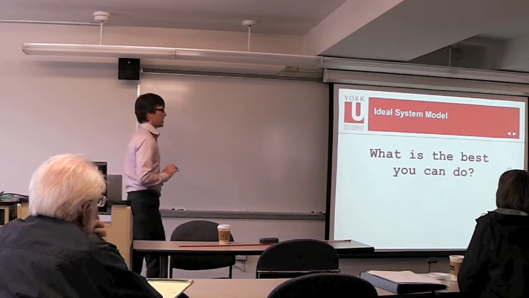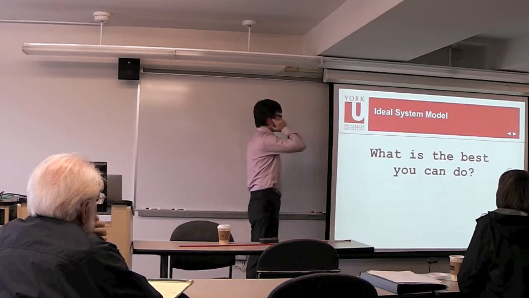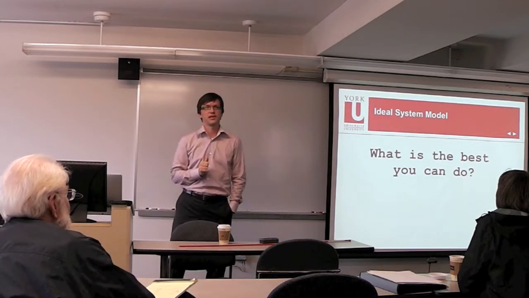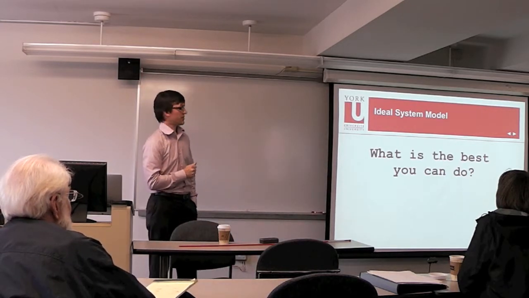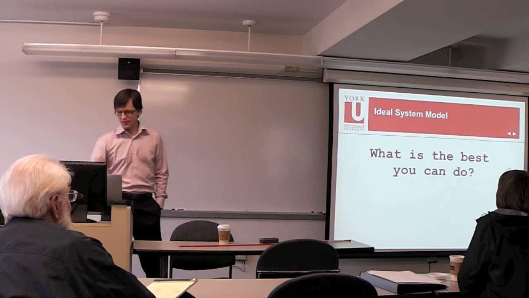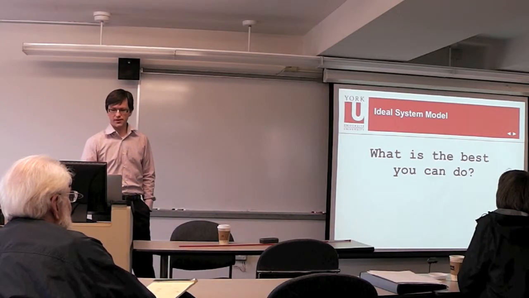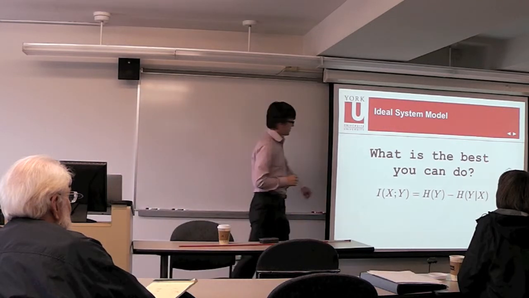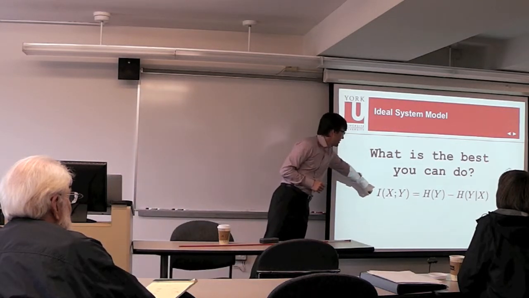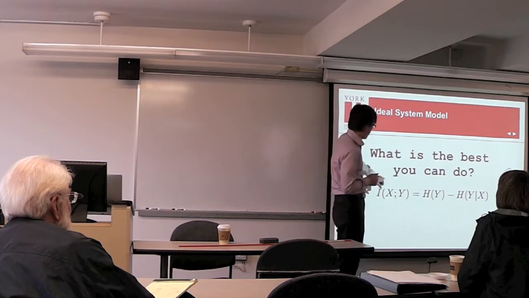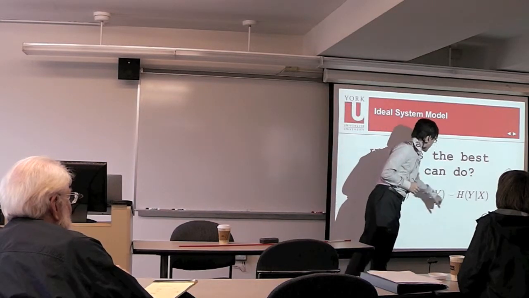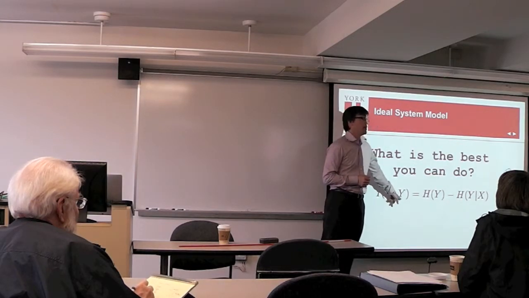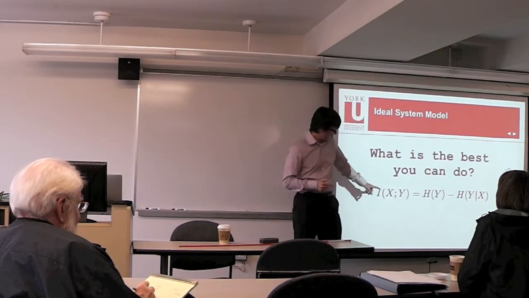And in particular, my objective is the following. When I derive an ideal system model, this is really the question that I'm asking. What is the best you can do? And this is the question that we ask in information theory. So what is the best you can do? If you've ever taken a course in information theory, you know that this is the answer. This is called the mutual information, this quantity right here, and it's related to these two expressions, which are called entropies. So the notation here, Y, is the output of the channel, and X is the input.